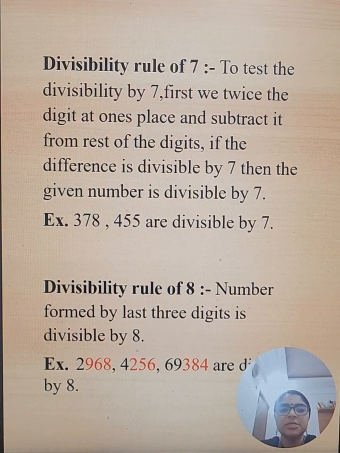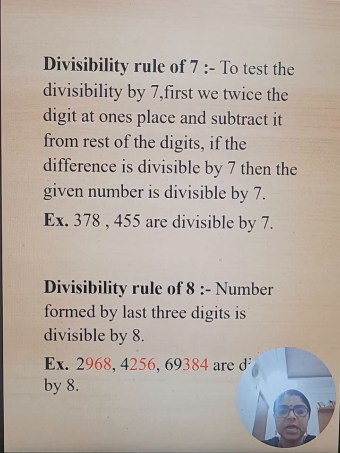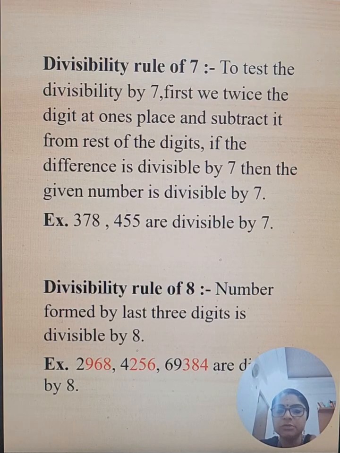To test the divisibility of 7, first we take the digit at the ones place, double it, and subtract it from the rest of the digits. If the difference is divisible by 7, then the given number is divisible by 7. A few lines may be confusing, don't be confused by it. Whatever number is given to you, to check whether it is divisible by 7, the rule says you have to check the ones place. What is the number at the ones place? You have to take twice that number.